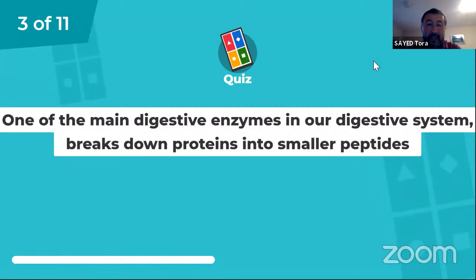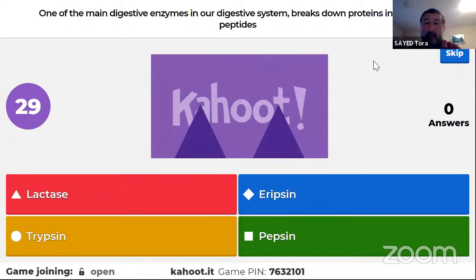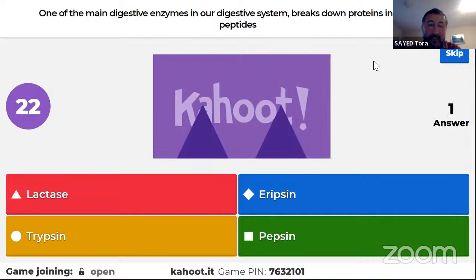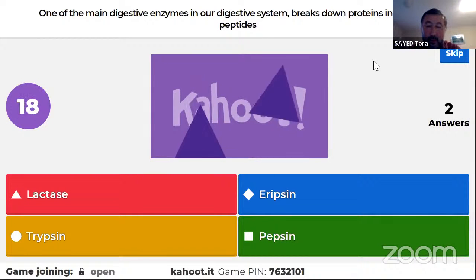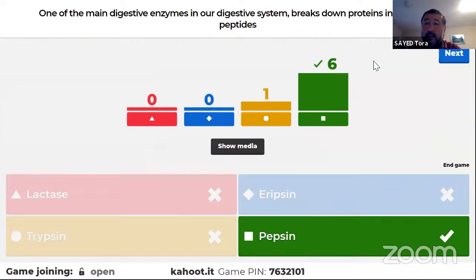Question number three. One of the main digestive enzymes in our digestive system breaks down protein into smaller peptides. What is it? Is it lactase, erepsin, trypsin, or pepsin? Which enzyme breaks down the protein into smaller peptides?